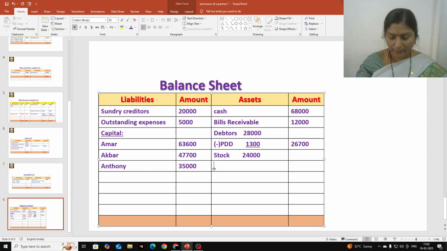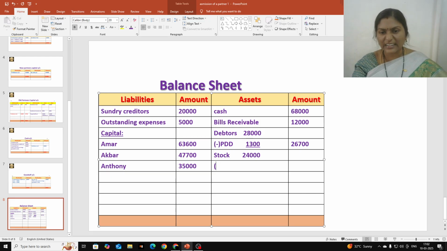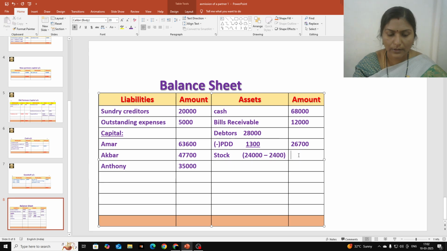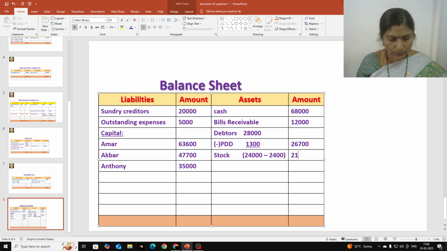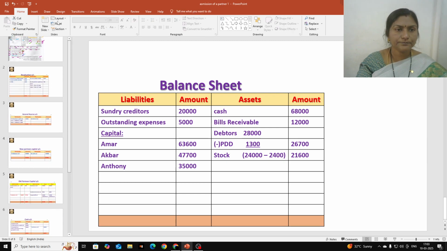And what will we do? We will deduct. Instead of writing decrease and all, we will deduct directly. Okay, so 24,000 minus 2,400. You can deduct directly. So how much will we get? You can calculate it, students. It is 21,600. Let us go to the next item.